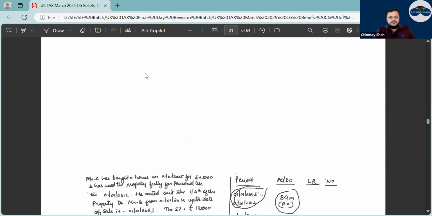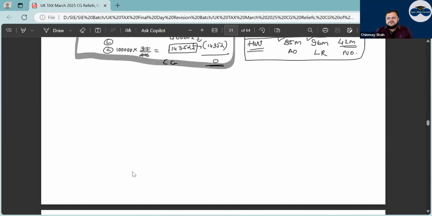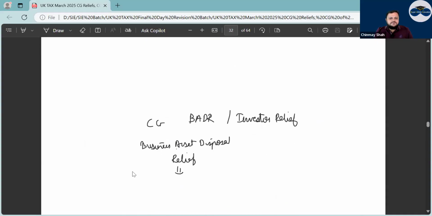There is one question that I have done for it. Here also the last 9 months will be deemed occupation, correct? You can have a look at this question. Very good question, correct? This question has appeared in exam before, and can appear in the exam this time.